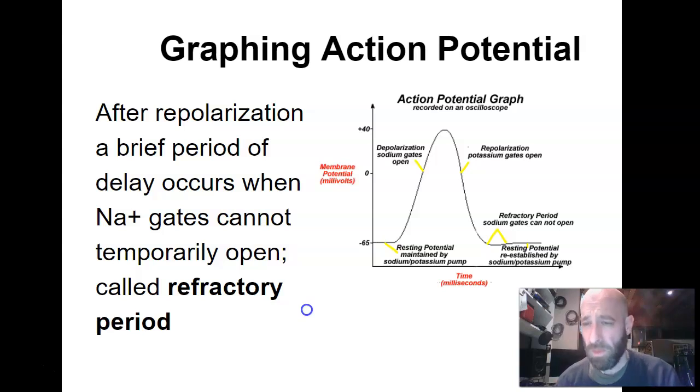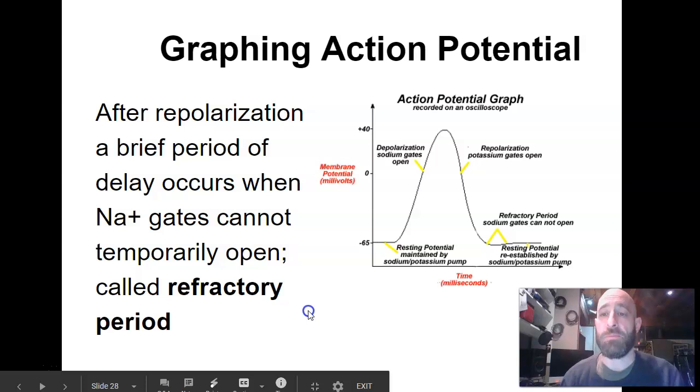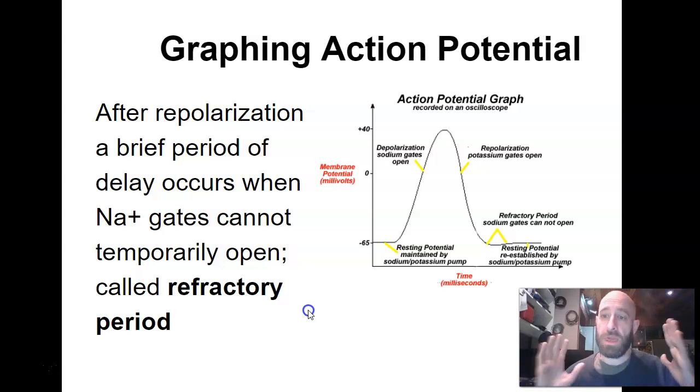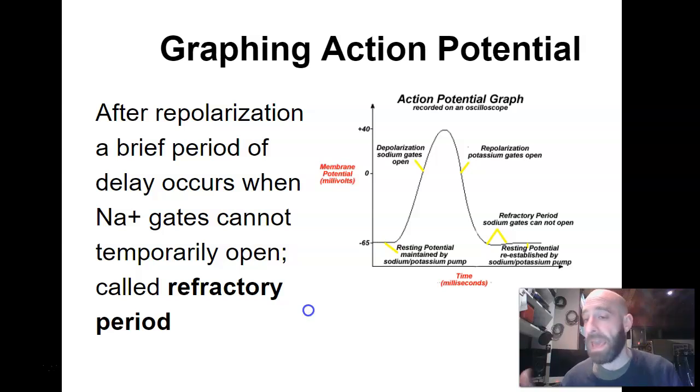So that's a really important part of this process, and it prevents the backflow of an action potential, and that keeps the impulse traveling from the dendrites to the axon, because as I said before, if the impulse were to go the opposite direction, that would interrupt the flow, and it would essentially cause that neuron to stop functioning.